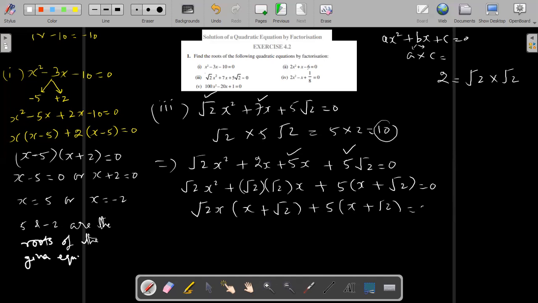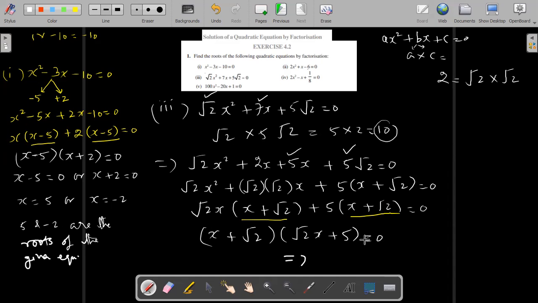And remember that always this bracket will be the same. Here you can find these two will be the same always. If it is not coming the same, it means you are making some mistake. Okay, so 1 minute left. Let it be (x plus root 2), and the next bracket will be (root 2 x plus 5) is equal to 0.